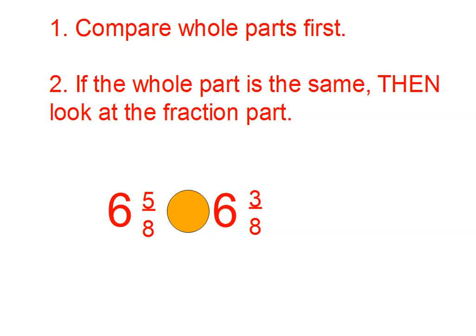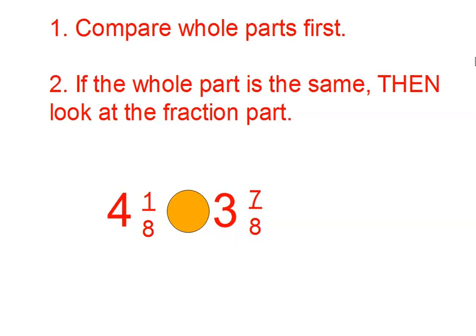Rule 2, if the whole part's the same, then I'm going to look at the fraction part. So I check out my whole part. I got a 6 and a 6. They're the same. So then I'm going to the next part. I got 5/8 and 3/8. They already have the same denominator, so I don't have to do anything. 5/8 is more than 3/8. So 6 and 5/8 is more than 6 and 3/8.